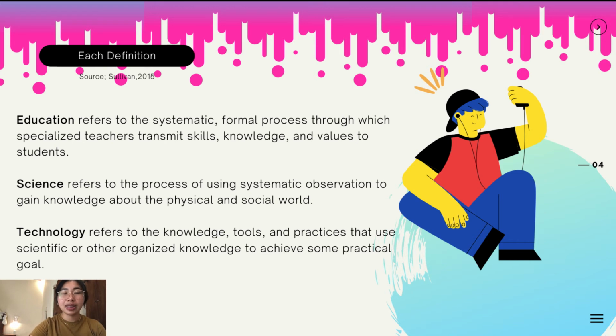Second is science, which refers to the process of using systematic observations to gain knowledge about the physical and social world. And the last is technology, which refers to the knowledge, tools, and all the practices that use scientific or other organized knowledge to achieve some practical goal.